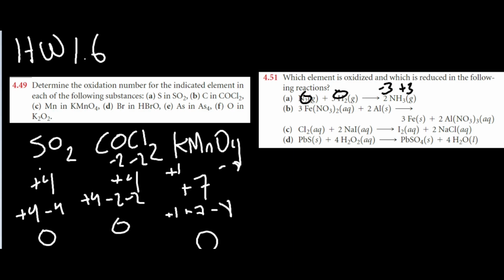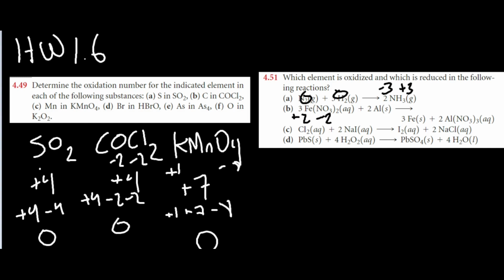And then we can see that since nitrogen has a negative charge, it's being reduced. And since hydrogen has a positive charge, it's being oxidized. So that's the answer. And then for part B, we know that nitrate has a minus 1 charge. And since there are 2 minus charges, we're going to say minus 2 here and plus 2 here. So iron has a plus 2 oxidation state.